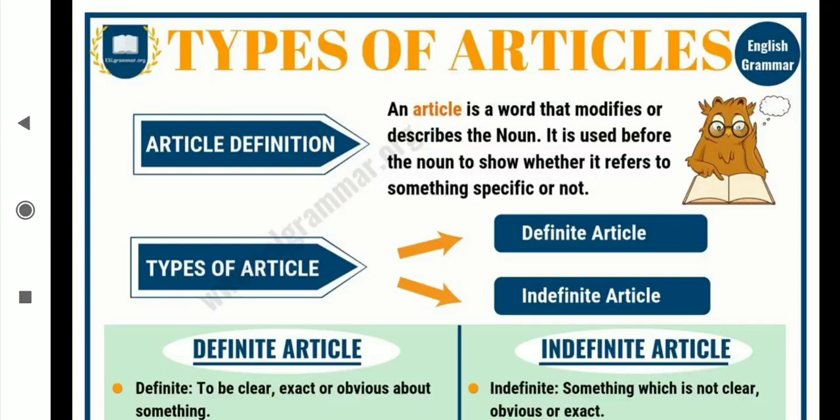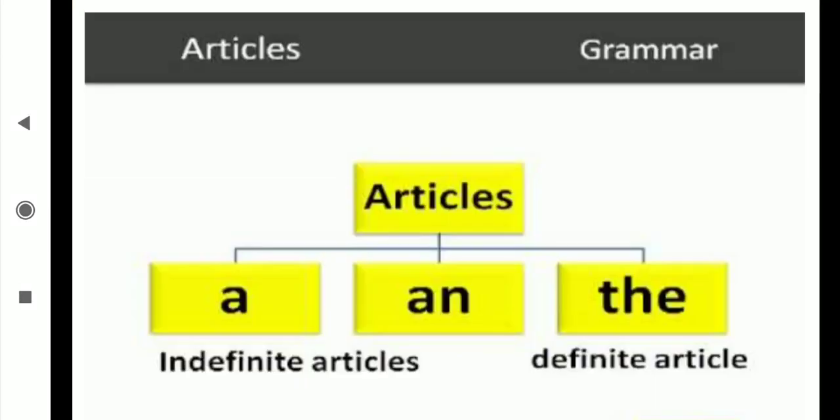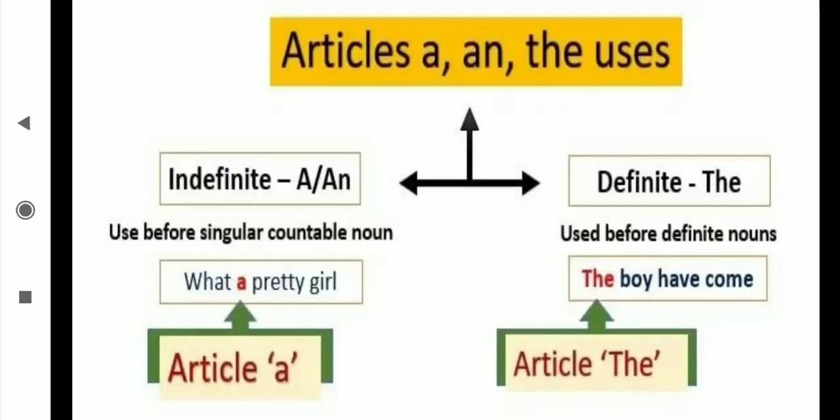Then we will see which articles come under definite, and which articles come under indefinite. Articles a and an come under the indefinite article, and the comes under the definite article. Now let's see how to identify it and how to use it. Articles a and the, uses. Before I said indefinite means which we don't have a clear idea about. Definite means we know that it is specific.